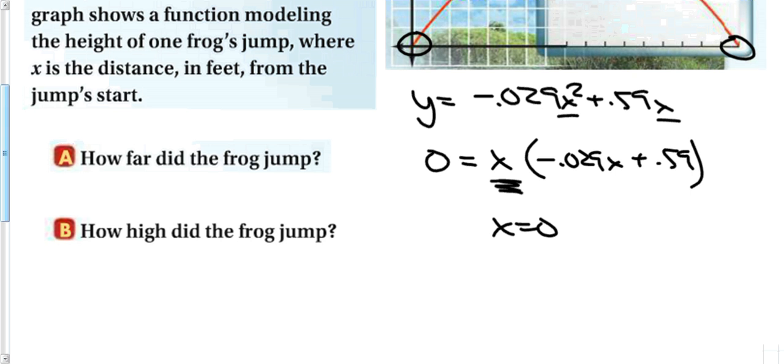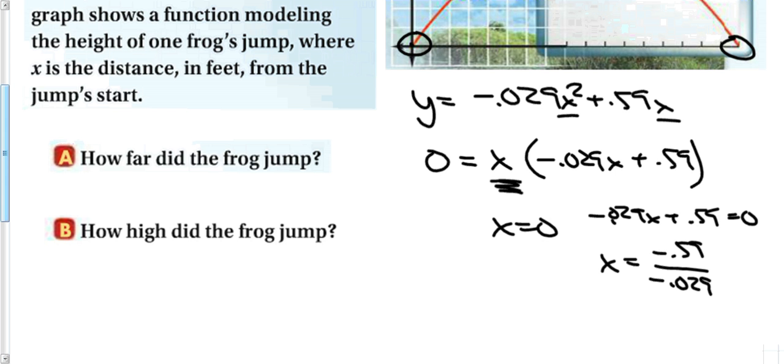So set that equal to 0, so x is equal to 0. And that's what that point right there says, is that this frog is going to start jumping at 0. Okay? My other term is going to be negative 0.029x plus 0.59 is equal to 0. Oh, forgot a 0 in there. So x is going to equal negative 0.59 divided by 0.029.